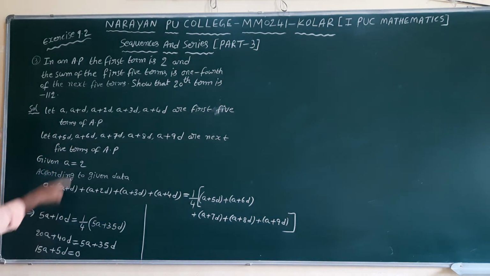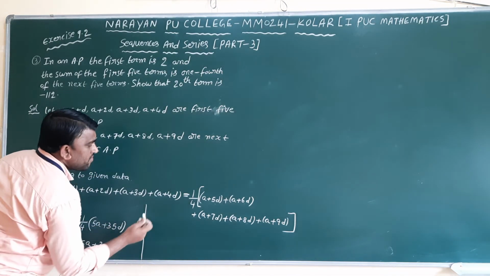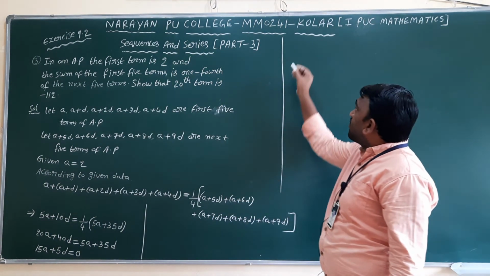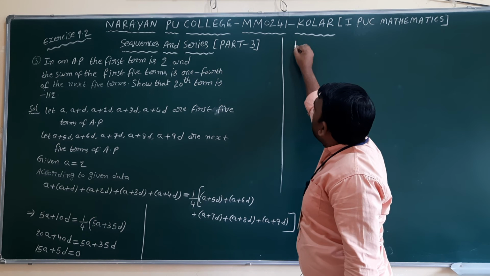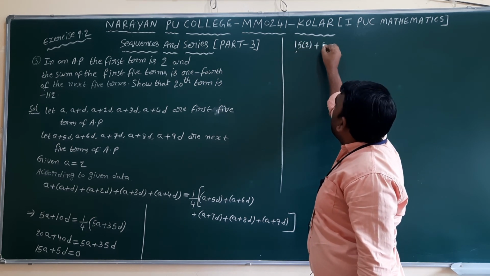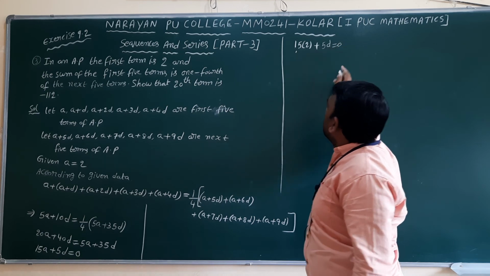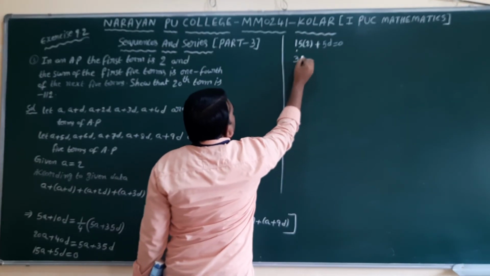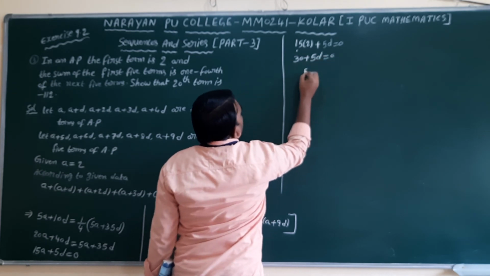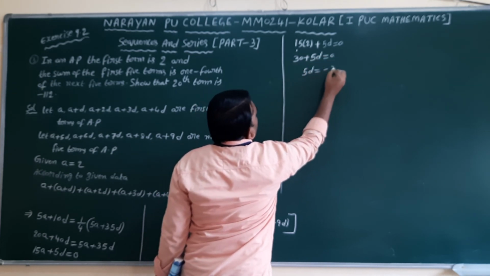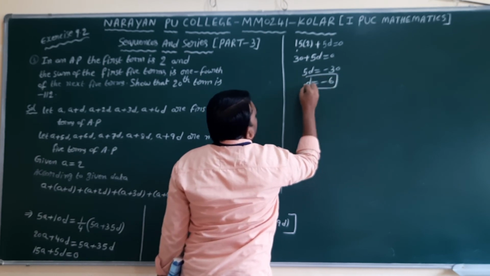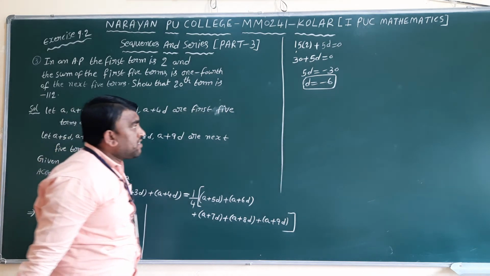But the A value 2 is given, so we can substitute that. 15 into 2 plus 5D equal to 0. 15 twos are 30. 30 plus 5D equal to 0. 5D equal to minus 30. D value is minus 6. A value 2 we got, D value minus 6 we got.